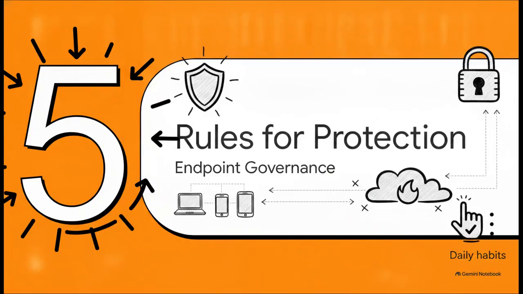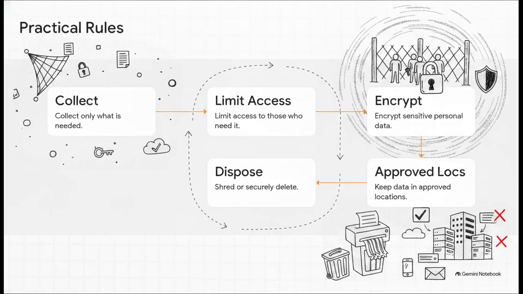Section 5. Practical Rules for Protection. Okay, we've covered the what and the why. Now here is the how. Let's walk through this practical endpoint governance checklist for your daily habits. Step 1. Collect only what is needed. Step 2. Limit access to those who genuinely need it to do their jobs. Step 3. Always encrypt sensitive personal data when storing or sending it.